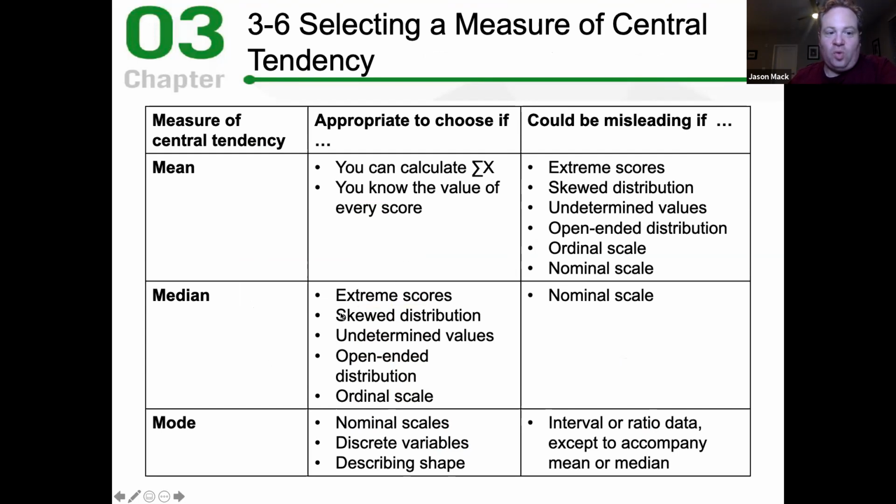Median, you want to use if you have extreme scores, remember that's in the middle, a skew distribution, undetermined values, open-ended distribution, ordinal scale or nominal scale. Nominal scales, discrete variables describing its shape is when you use the mode, and interval or ratio data, except to accompany the mean or median, could throw you off in the mode. And with the median, a nominal scale. Remember, nominal scale is like an adjective. It's like qualitative. It's telling a story.